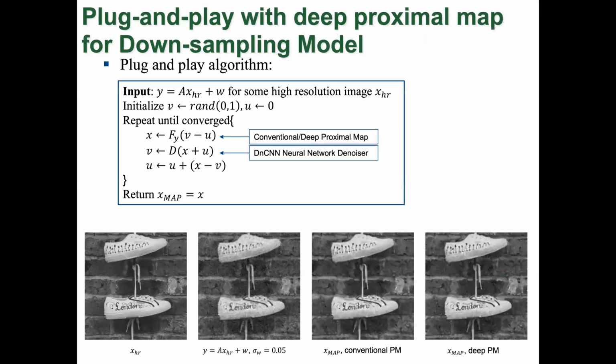We then plug the conventional proximal map and deep proximal map respectively into the plug-and-play framework. The results of plug-and-play are very similar using conventional and deep proximal map respectively. This shows that for this forward model, deep proximal map is a pretty good approximator of the conventional proximal map.